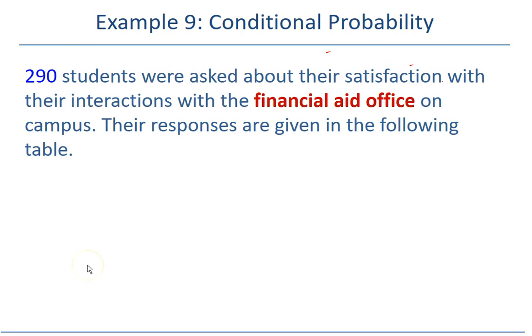All right, as we go on to example 9, we're continuing with conditional probability. In this case, we have 290 students who were asked about their satisfaction with their interaction with the financial aid office on campus. Their responses are given in the following table.